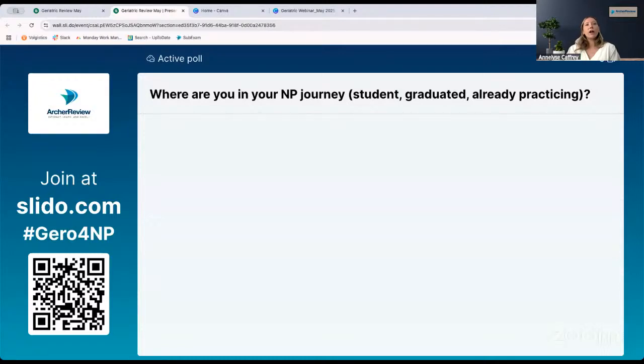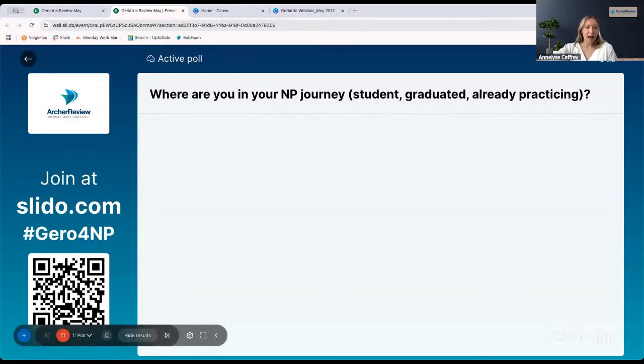And I want to know where you're at in your NP journey. Are you a student? You're a nursing student. You're not even in NP school yet. You're in NP school. You're graduating. You're just about to graduate. Some of you may have already just barely graduated, so congratulations there. And we will just take a peek at how that works for you.